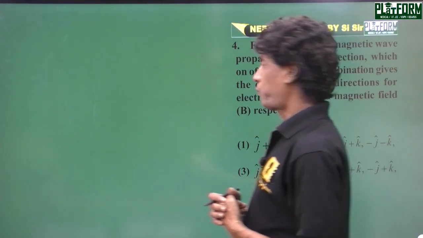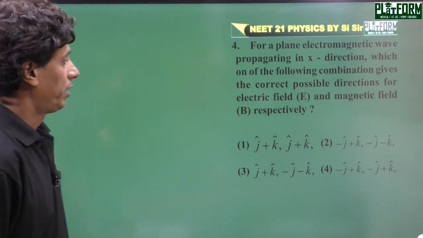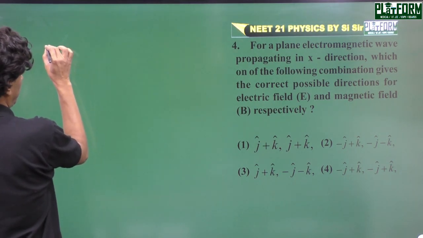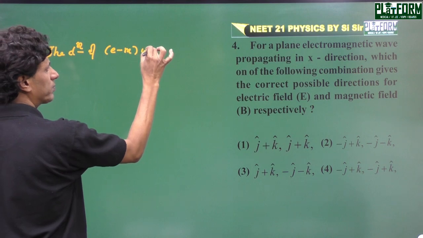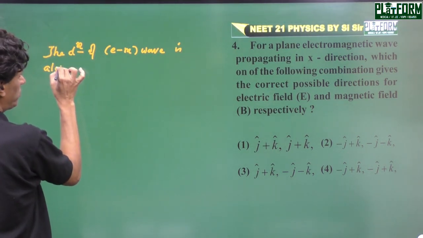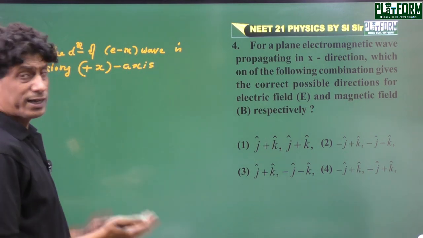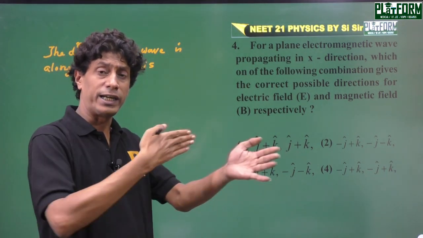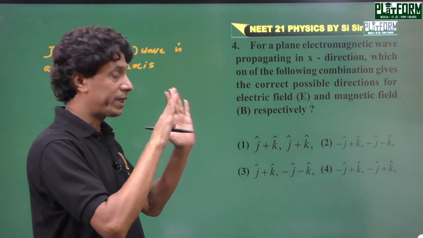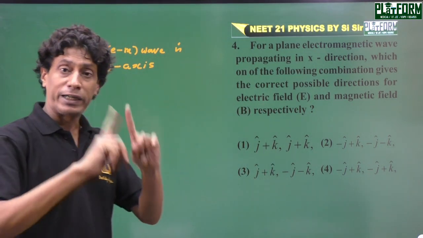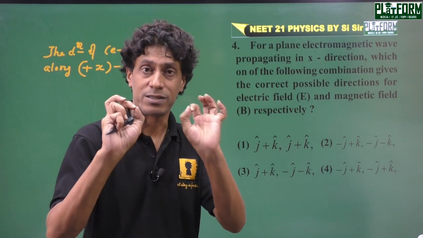For a plane electromagnetic wave propagating in x direction, which of the following combinations gives the correct possible direction for electric and magnetic field? So the direction of the EM wave given is along the x-axis. Certainly the electric field and magnetic field, mutually oscillating, must be in the plane of j and k. Since the electromagnetic wave is propagating along the x-axis, electric field and magnetic field must vibrate mutually perpendicular in the YZ plane.